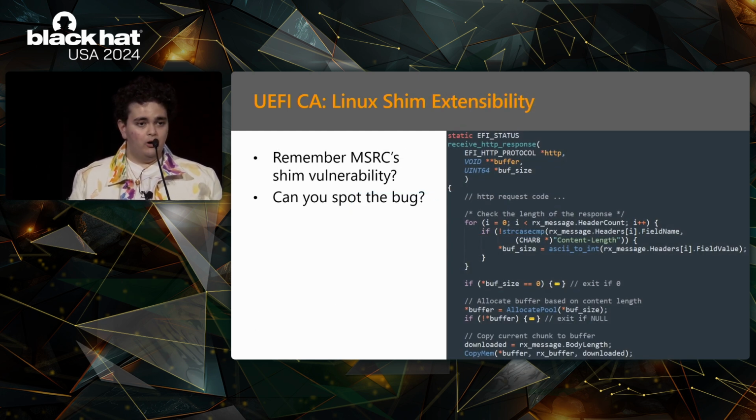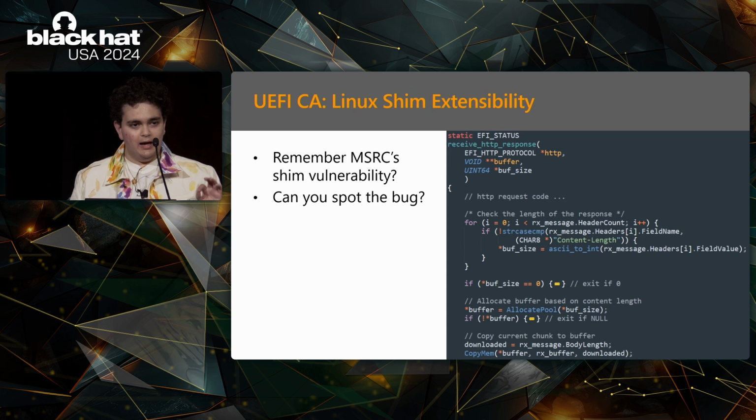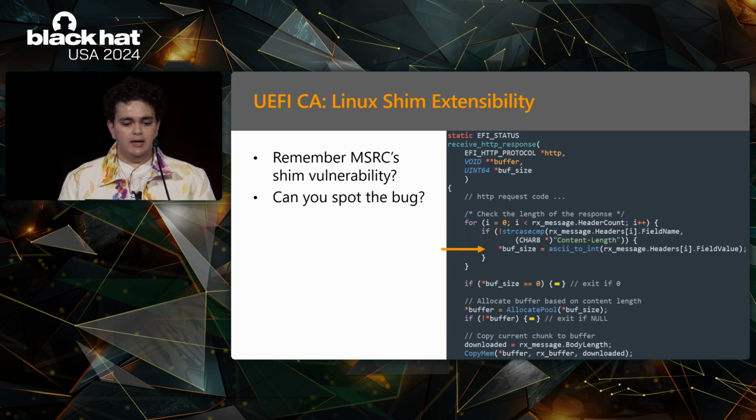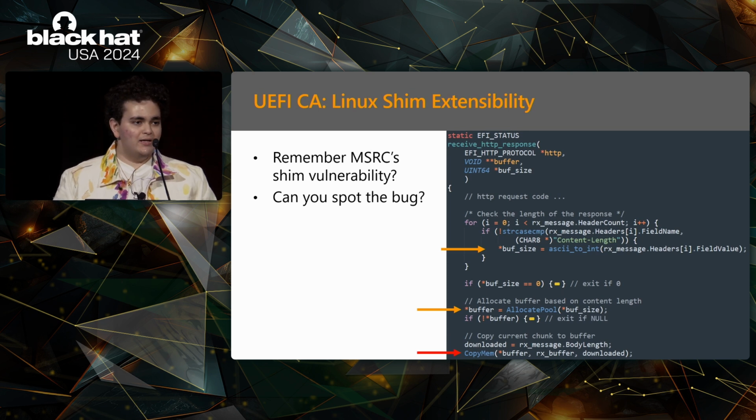And remember our shim vulnerability that we briefly discussed in the last problem? Well, I want to go through that example because it highlights the extensibility issue. On the right, I have an HTTP response handler that will first parse a content length header from the server, and then use this buffer size from the server to allocate a pool. And finally, it'll copy over the number of bytes sent by the server into this buffer. And this is where the problem arises.